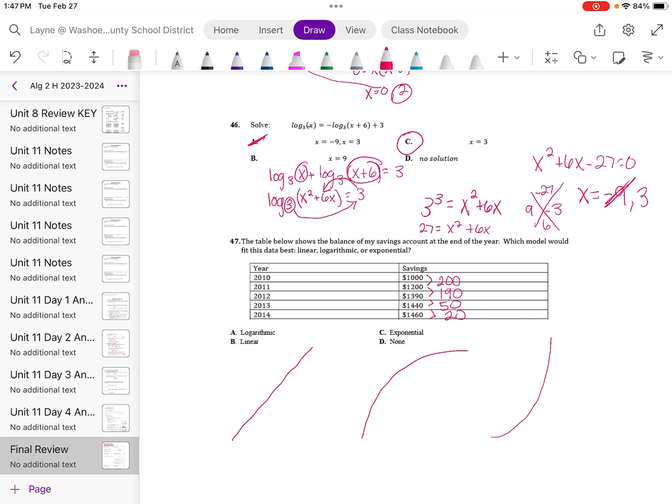So what appears to be happening is it was going up, but now it's not going up by quite as much. It's leveling off a bit. So that's going to be logarithmic, where it levels off and stops increasing by quite as much.